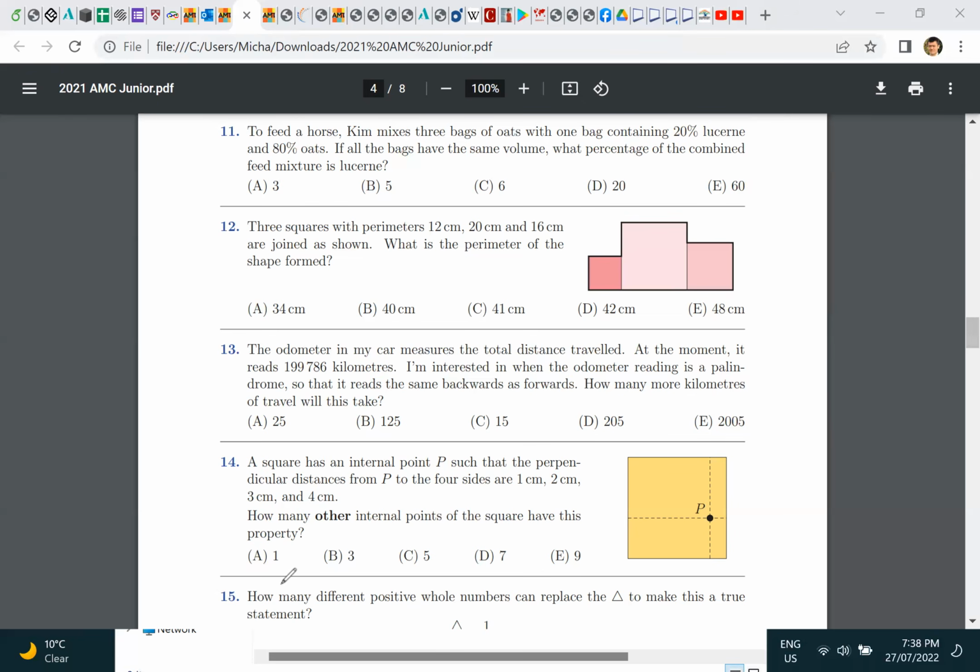Wait. 3 squares of perimeters that are joined as shown. What is the perimeter the shape forms? Wait, are you sure it's 41? I haven't double checked. Because it takes one from each side. So it's definitely not 48, right? That's the total perimeter if they were separated.